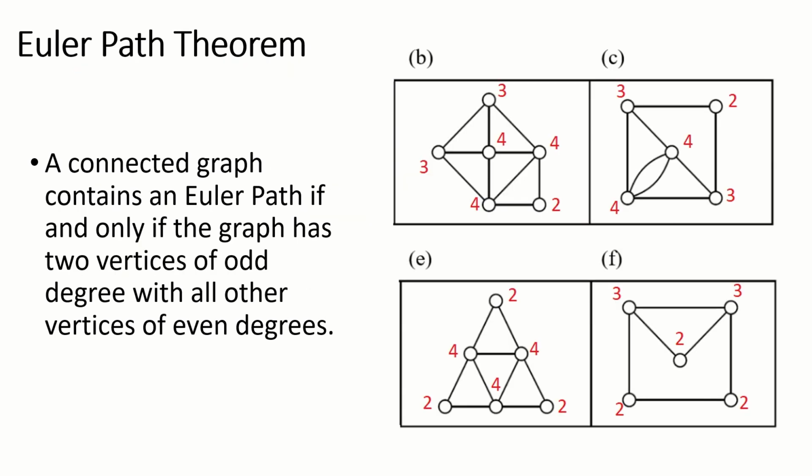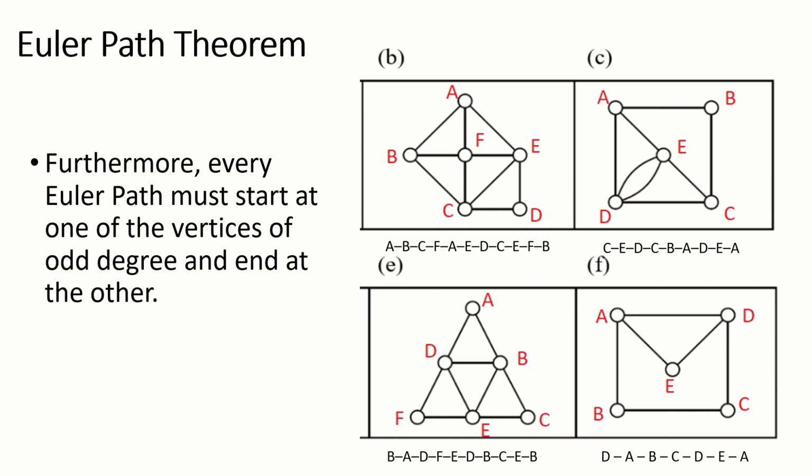Okay, looking at our previous examples, specifically B, C, and D, we use the Euler path theorem to show that these three graphs have Euler paths. And E uses the Euler graph theorem because it's an Euler circuit and all Euler circuits are Euler paths. Okay, so these are the paths.